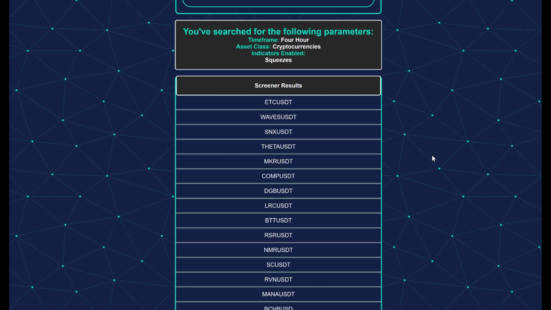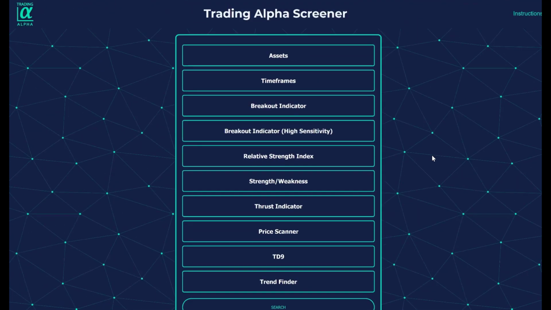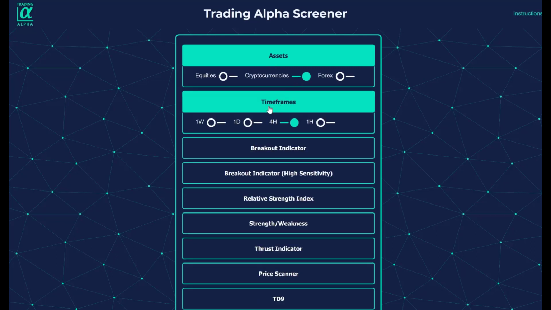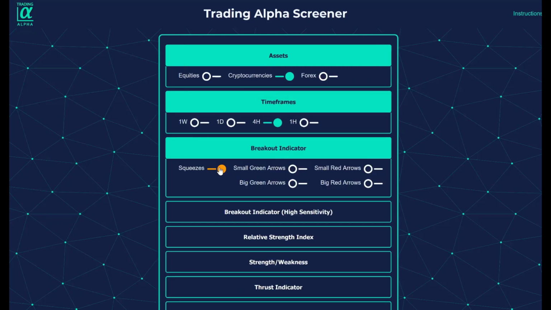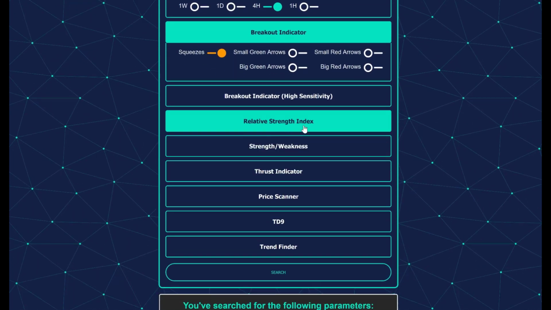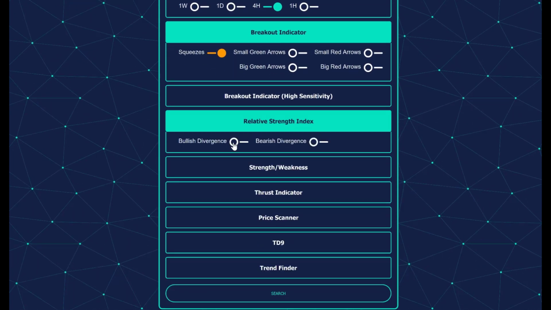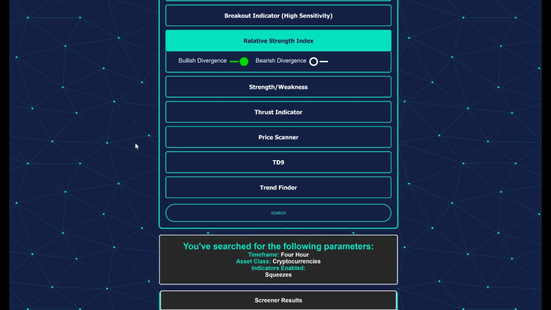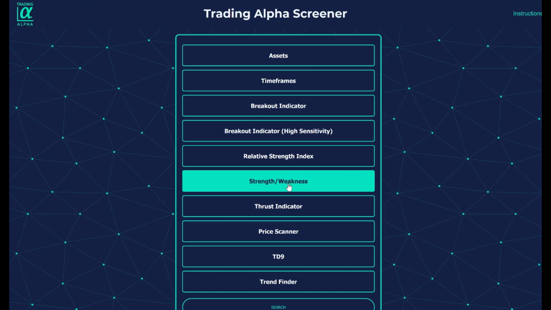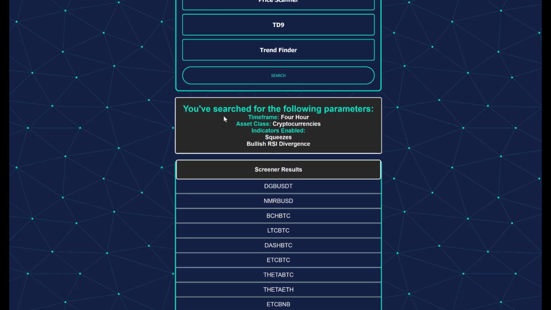Let's go back and let's make it a little bit more powerful. Let's look for a more higher probability setup. So let's stick with the cryptocurrencies. Let's stick with the 4-hour. Let's stick with the squeeze. But now let's also add in some bullish divergence. And we'll click search. Oh, and by the way, guys, this over here will tell you what you are currently searching for so that you don't forget. So this here will tell you that we're searching on the 4-hour, we're searching for cryptocurrencies, and we're currently searching for squeezes with bullish divergences.